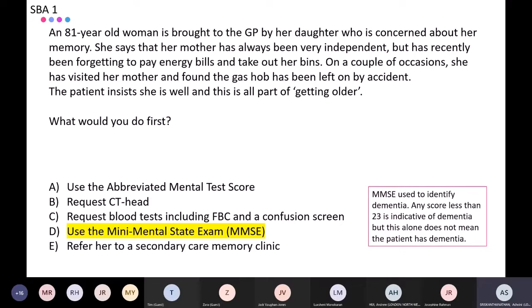If you've suspected something like delirium, for example, you'd want to do a confusion screen, check their bloods, also do urine samples and things like that too. If you think there's something acute going on, CT head for sure. And then the next step after suspected dementia would be sending them to a memory clinic.